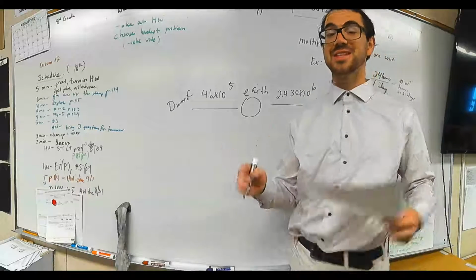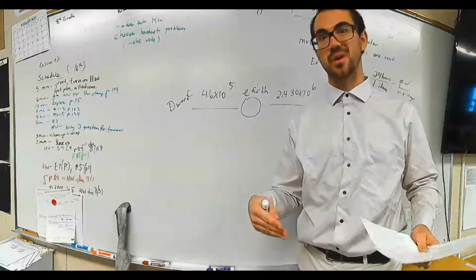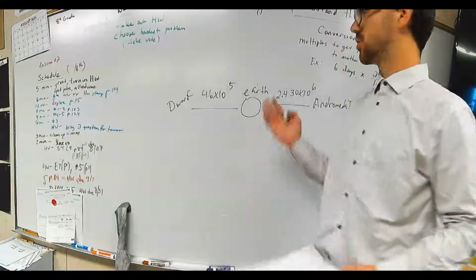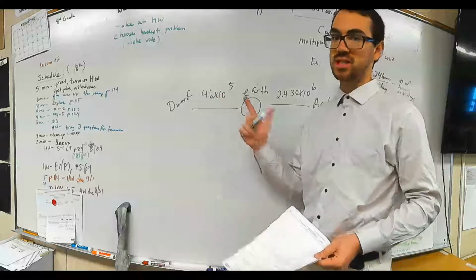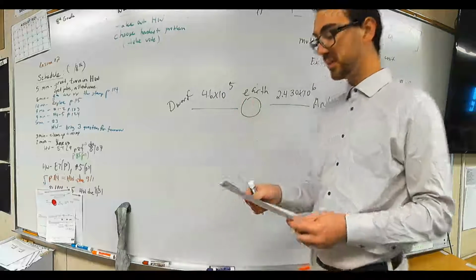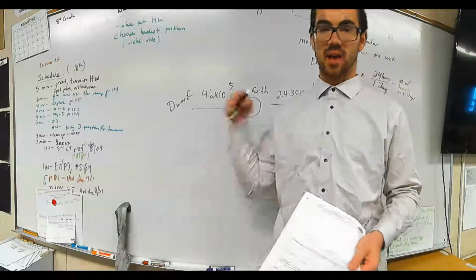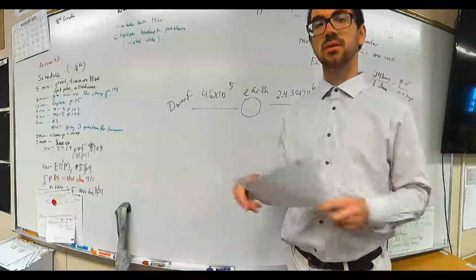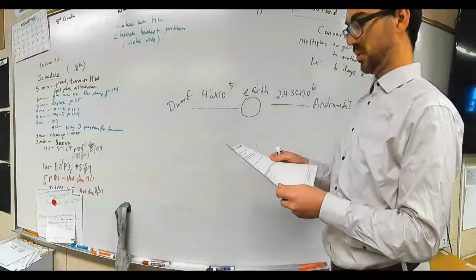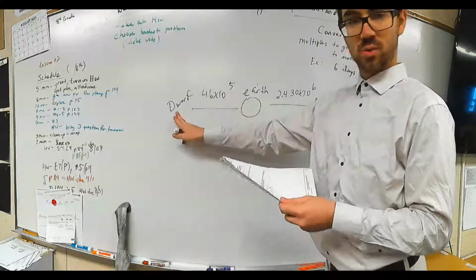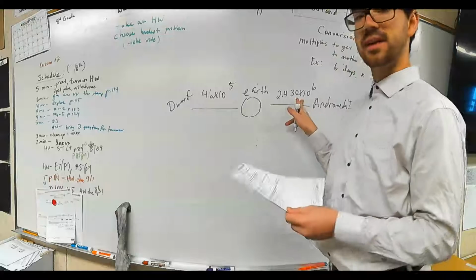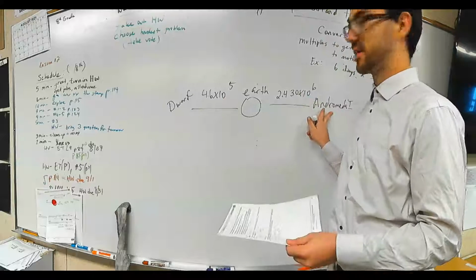Remember, light years is a distance, like feet, or kilometers, or centimeters. These are all distances. It's not a speed, and it's not a time. Light year is a distance. It's the distance that light travels in 1 year. Okay, so this many light years away is the dwarf galaxy from Earth, and this many light years away is the Andromeda galaxy from Earth.